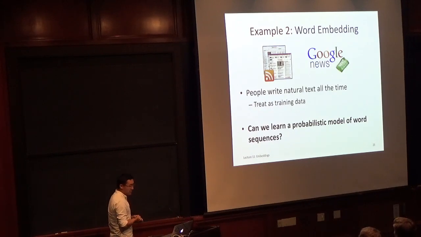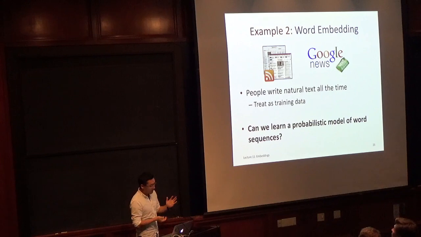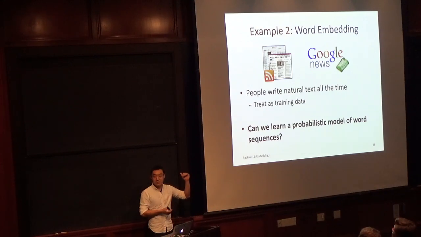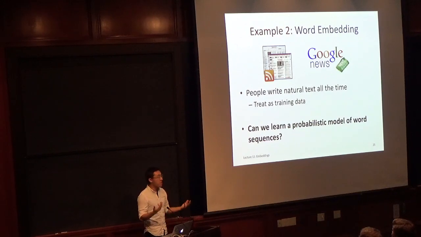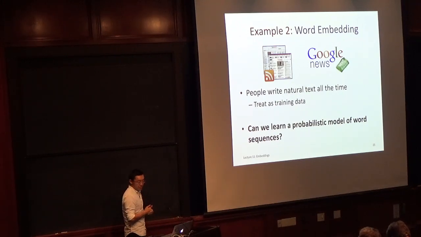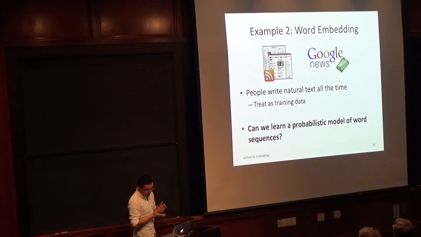The second example, which is extremely popular these days, is word embeddings. People write natural text all the time, which is just sequences of words. Can we learn an embedding or a representation over words that we use to model word sequences? And again, these will be made concrete in the very next slide.